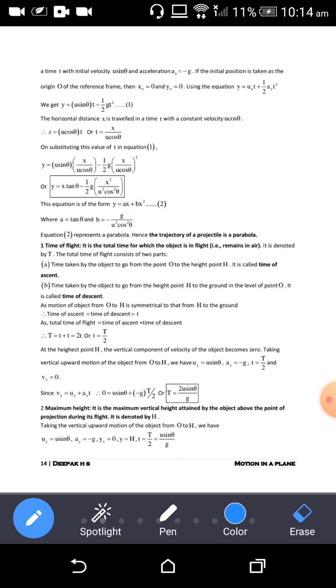So this equation is similar to y is equal to ax plus bx square. This is a standard equation, and hence we compare this equation with this.